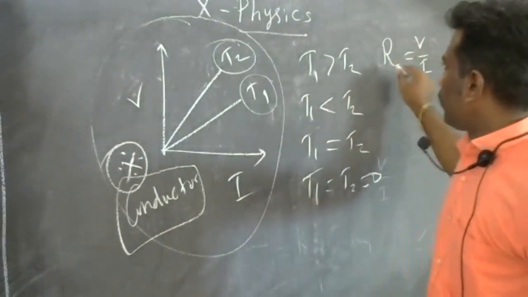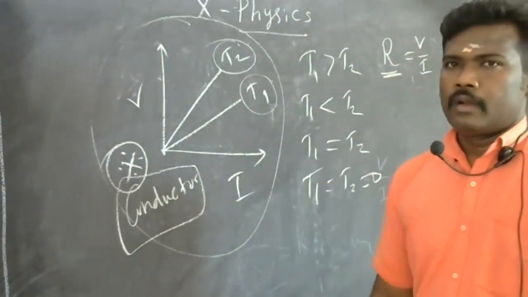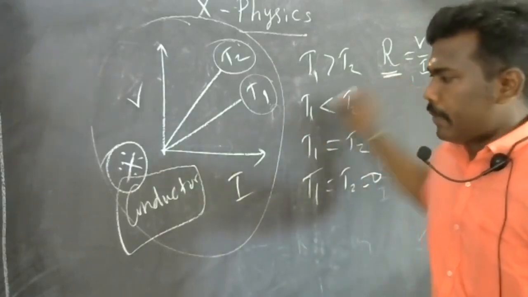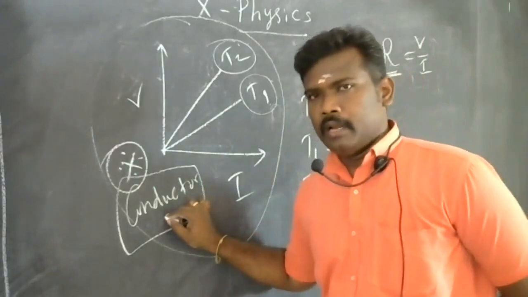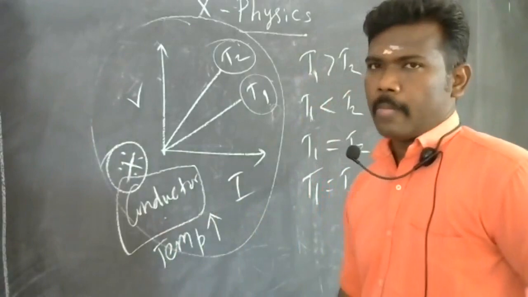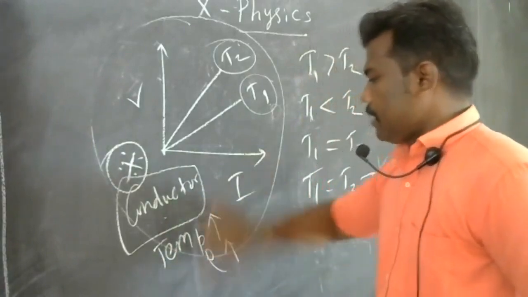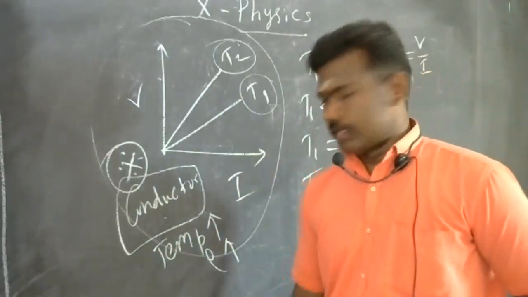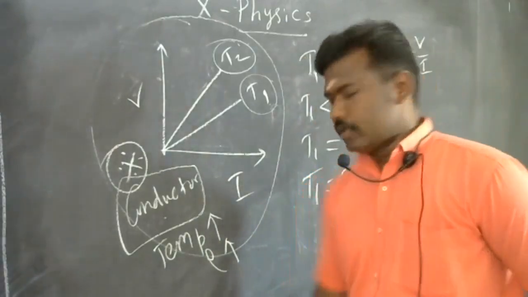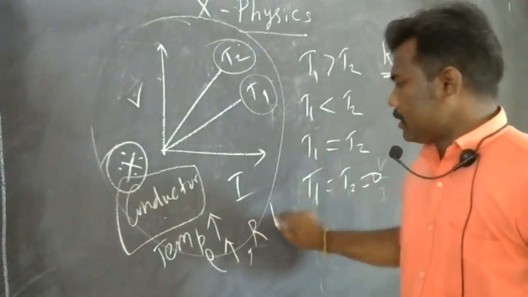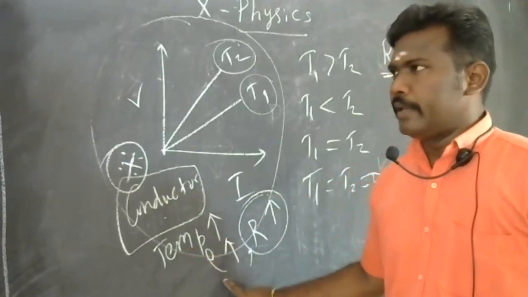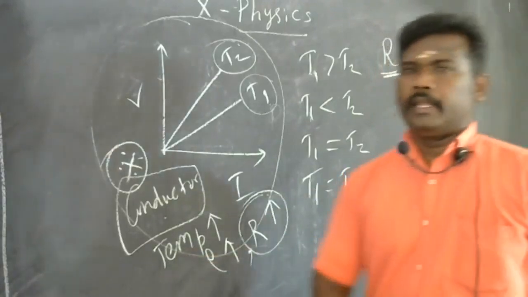So first of all, you are going to calculate the R. If you raise the temperature of any conducting material, we know very well the resistivity of the conducting material also increases. So definitely the resistance of the material is also high. Temperature rises, resistivity increases, so resistance of the material is high.